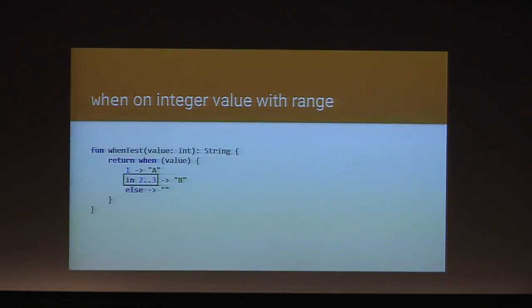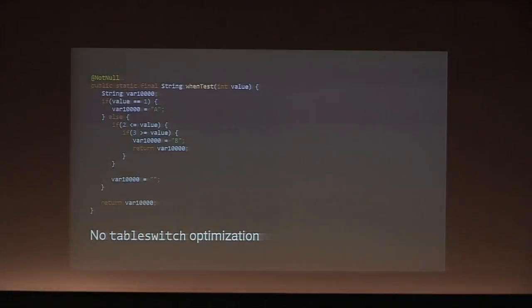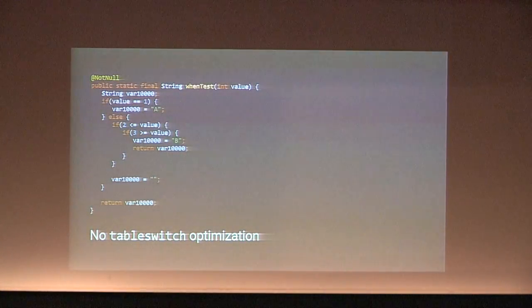when is much more flexible, so you can actually mix and match simple cases and tests. So this is equivalent to the code I showed on the previous slide. It's doing the same thing, but here we have a range check mixed with the other cases. And as soon as you add something that is not a simple list of values in your when statement, then the compiler cannot optimize that to a table switch. So it is going to be transformed to a list of if-else blocks.